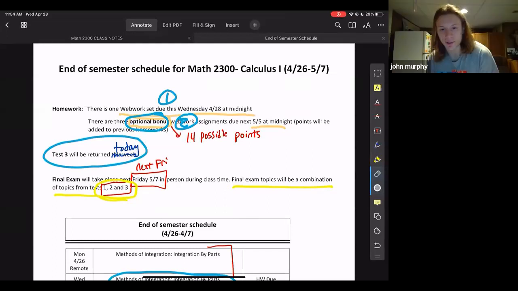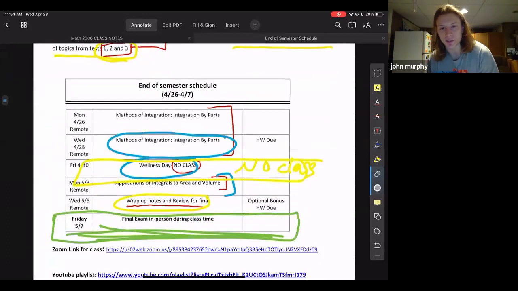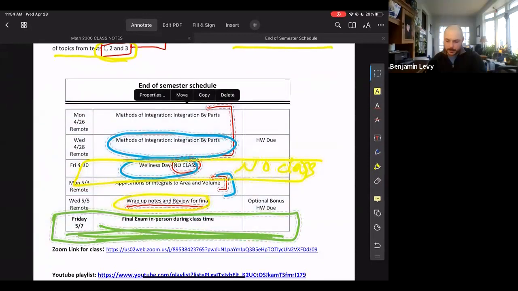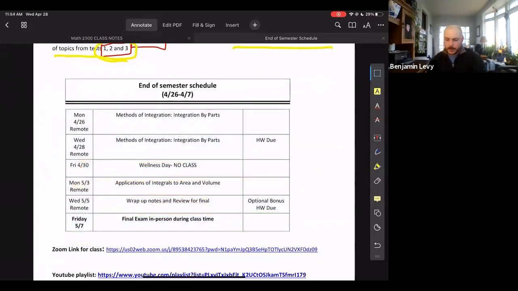So no class Friday, and then Monday we'll be finishing up the notes, and then Wednesday is just like the review. We have 2 more classes. We have Monday, it'll be another short class, just looking at the notes.